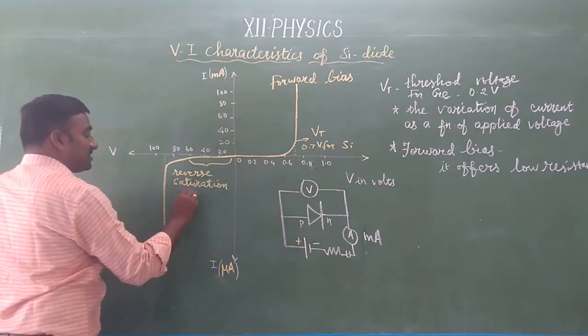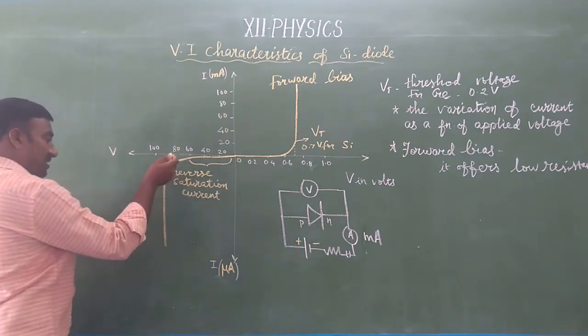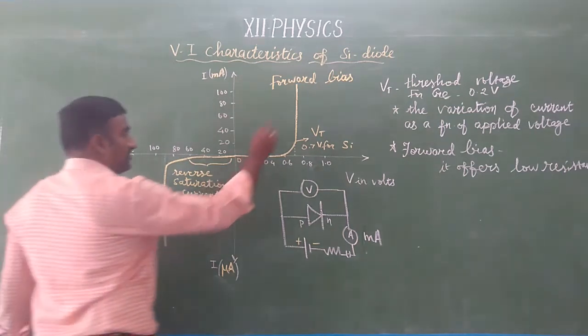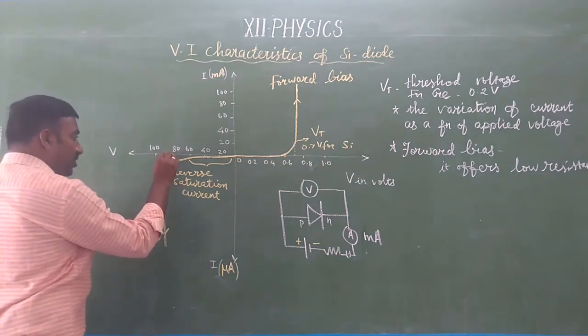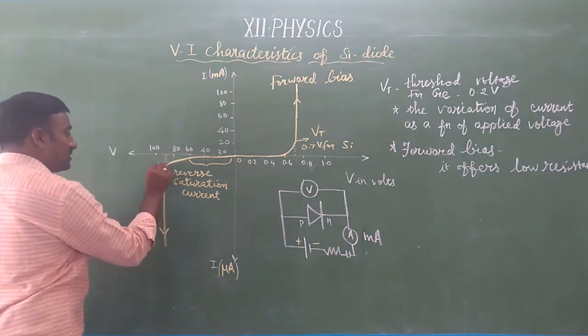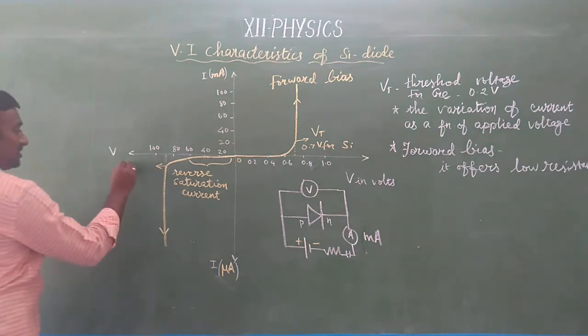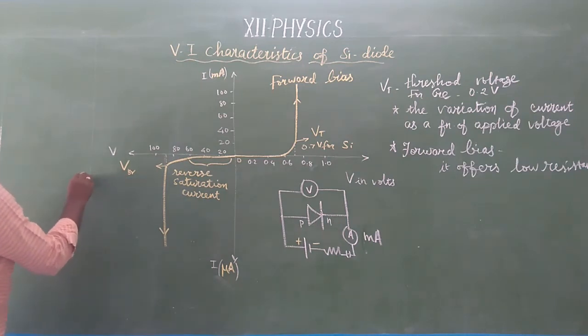Reverse saturation current. But for a certain applied voltage, the current suddenly increases. So under which voltage is the current suddenly increased? That particular voltage is called the breakdown voltage, that is VBR, which means breakdown voltage.